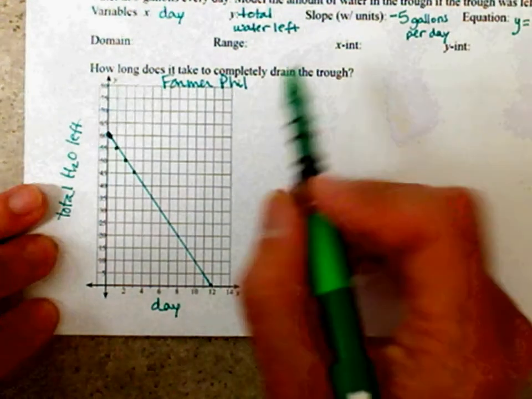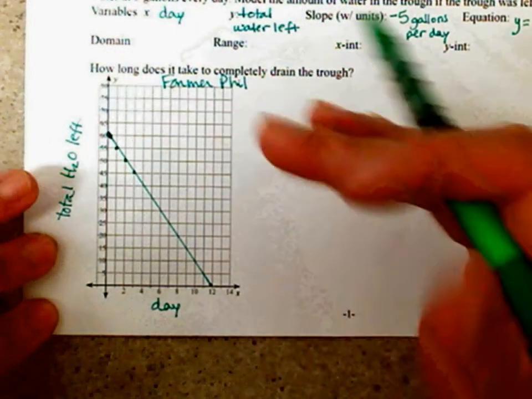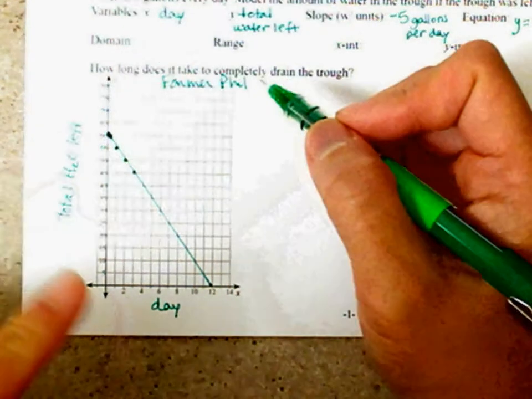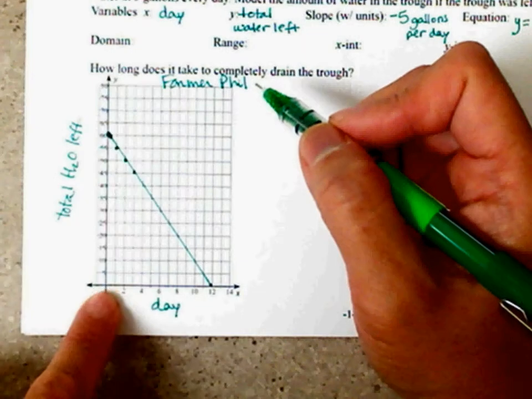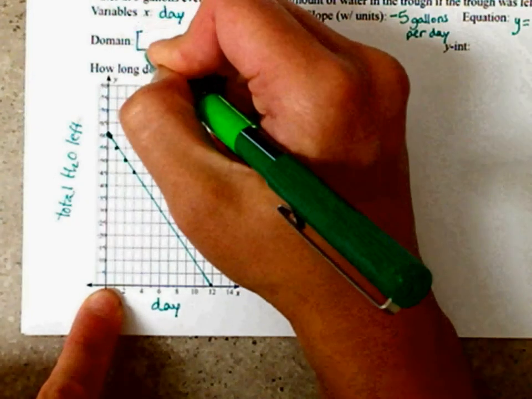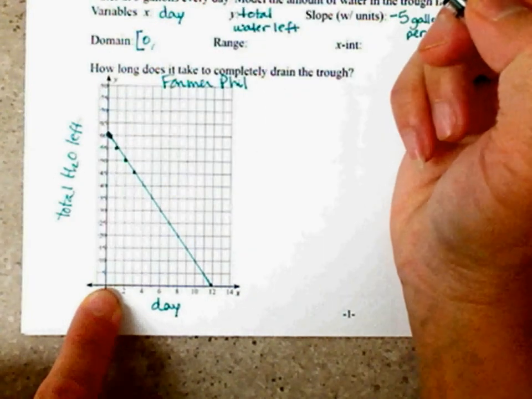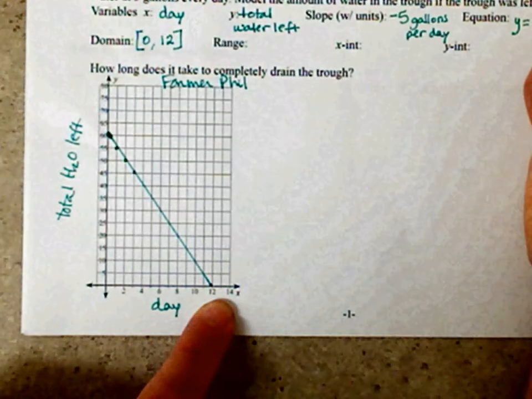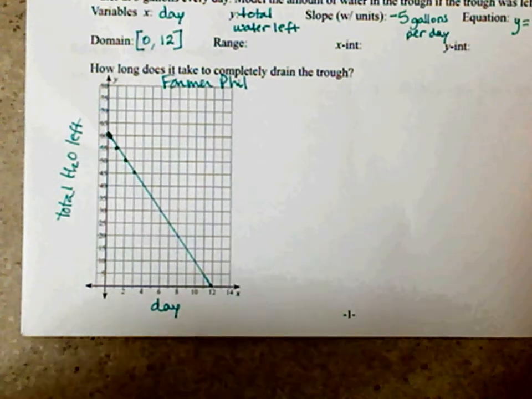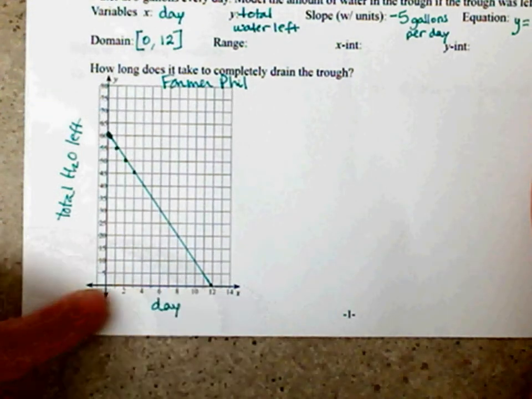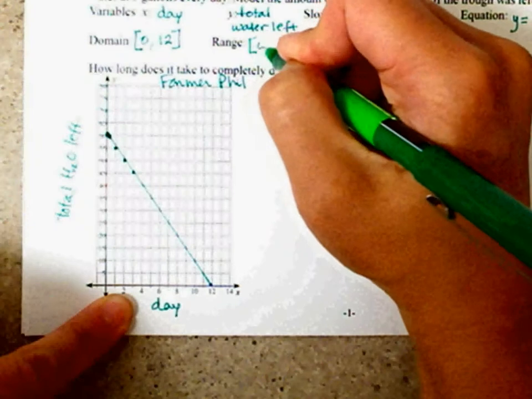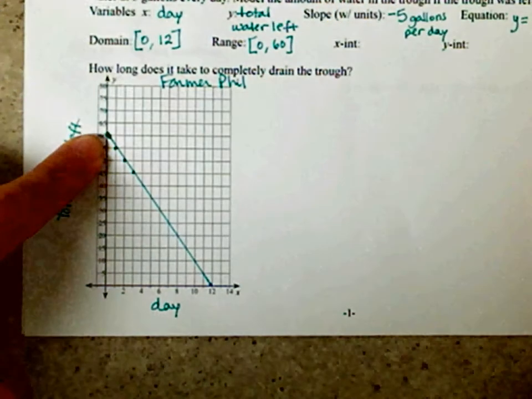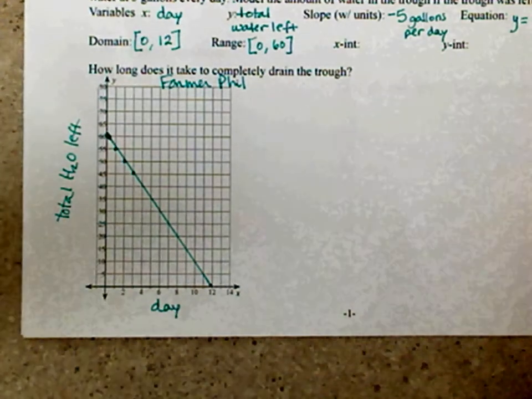So let's look at our domain. Now, this is an application problem, so I want my students to use the application. Your domain, where are you starting? What is your x value? It is starting at 0, and it is included. When are you going to run out of water? 12 days. That's without us adding anything. Your range, how low is that water going to go? It's going to be 0. How high was that water? At 60. It's an application.